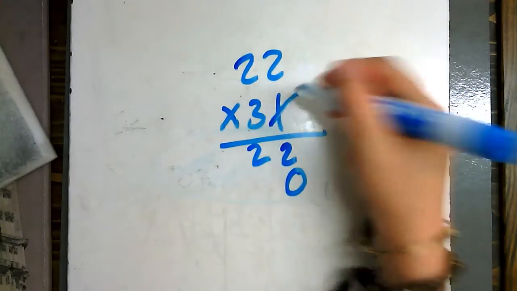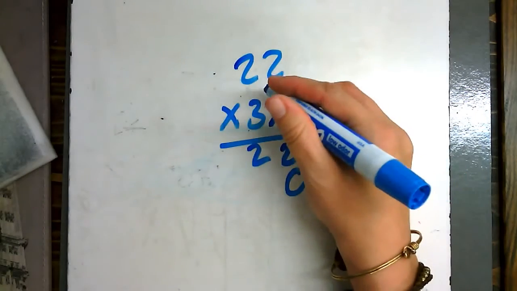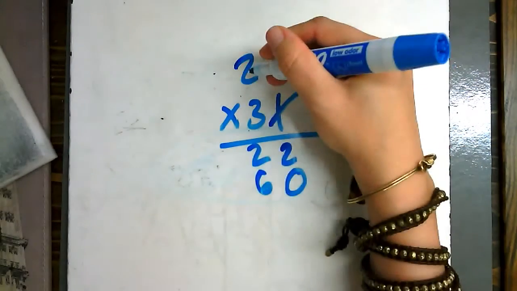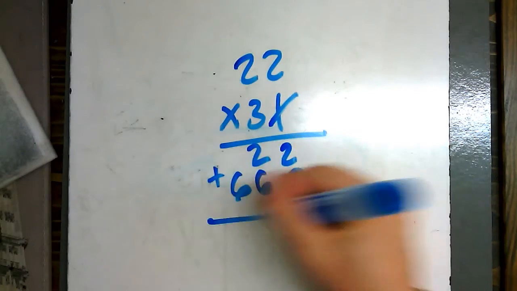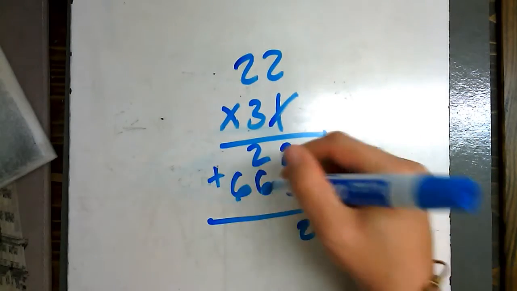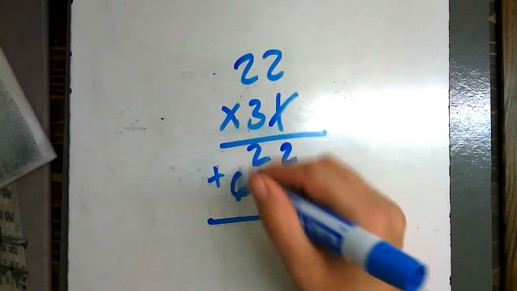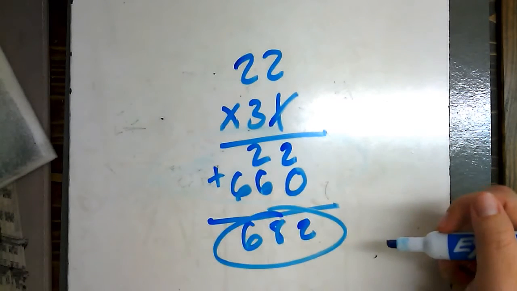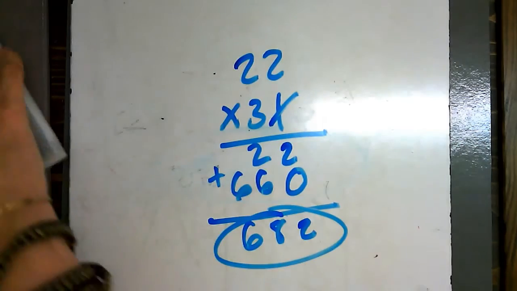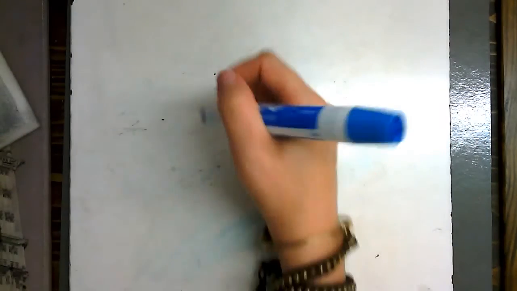A 0 and cross out. 3 times 2 is 6. 3 times 2 is 6. Well, that was pretty easy too. All we have to do now is add it together. 2 plus 0 is 2. 6 plus 2, 6, 7, 8. 6 plus nothing is 6. And our answer is 682. All right. So far, so good. Let's keep it rolling. Number 4.